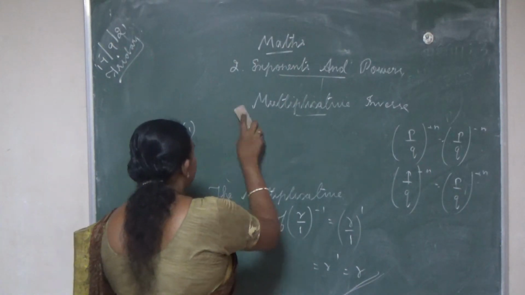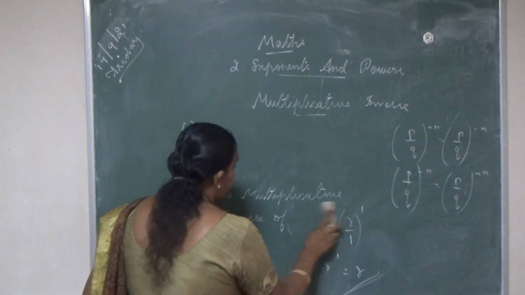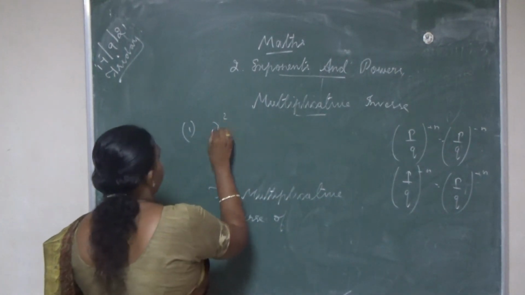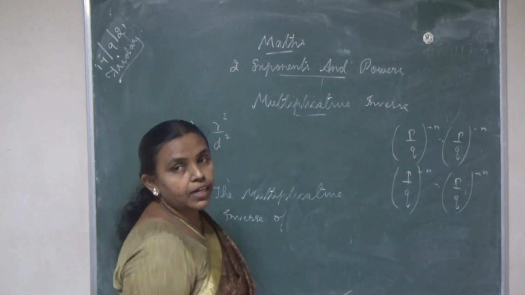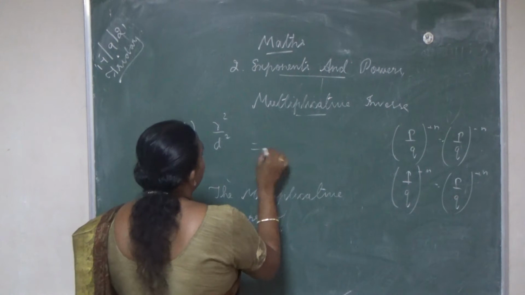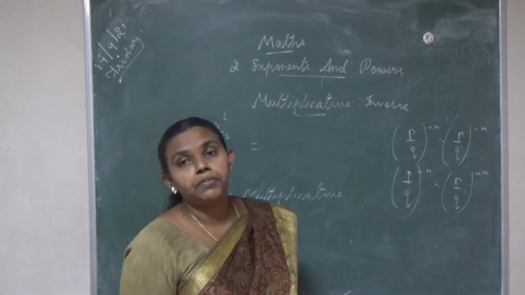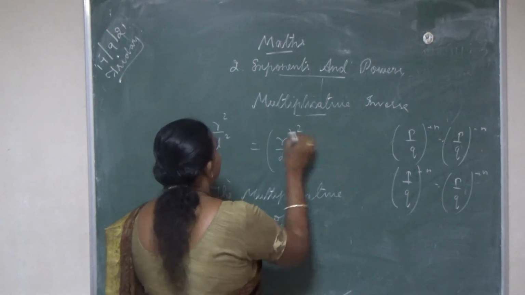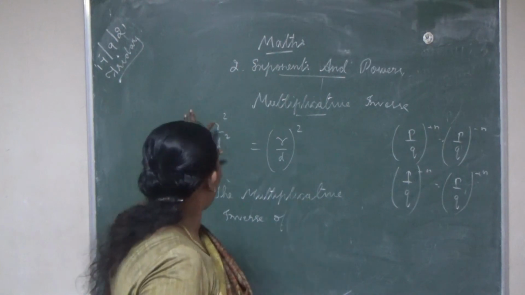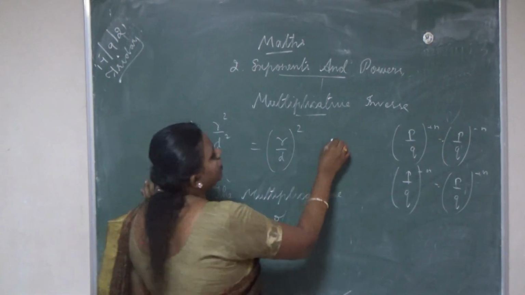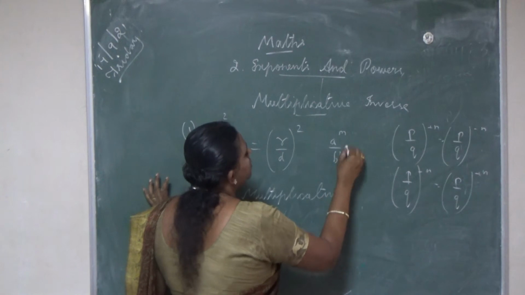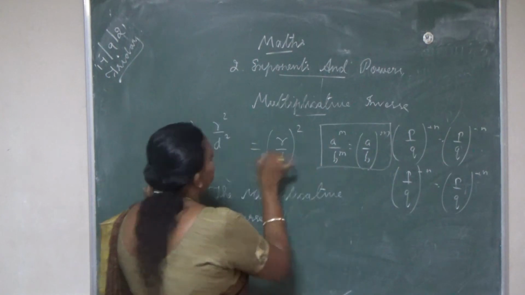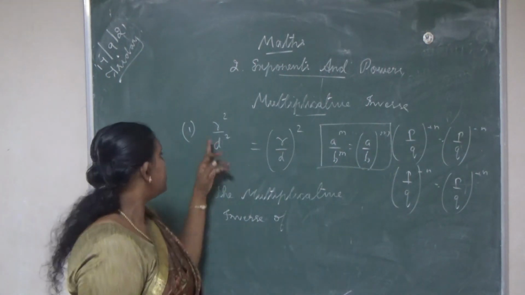Next problem: r square by d square. r square by d square means a power m by b power m is equal to a by b the whole power m. Am I right? r by d the whole square. Can I write like this? Yes, I can. You all know a power m by b power m is equal to a by b the whole power m. You apply this and you get it. Don't get confused about why ma'am has written r square by d square.